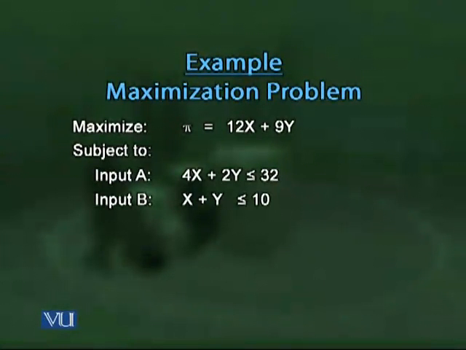Similarly, we can construct our second constraint. Look at the table here. The information is provided that the total units available of input B are equal to 10 units, and in order to produce 1 unit of X, it requires 1 unit of input B, and similarly Y also needs 1 unit of input B, so that we can write here the second constraint, 1X plus 1Y is equal to or less than 10 units.